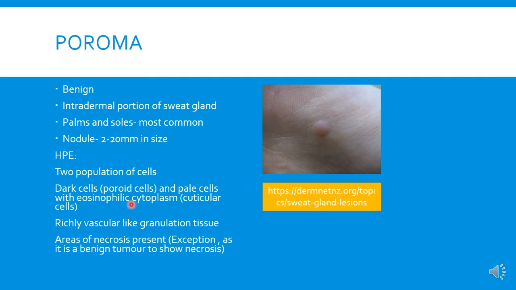There are two populations of cells histopathologically. There are dark cells, which are called poroid cells, and pale cells with eosinophilic cytoplasm, which are called cuticular cells. And this tumor is richly vascular, like granulation tissue. There are lots of capillaries and areas of necrosis may be present. This is a pitfall here because we are trained to think that necrosis is associated with malignant tumors, whereas poroma is an exception, a benign tumor that can have areas of necrosis. So this point is to be remembered.